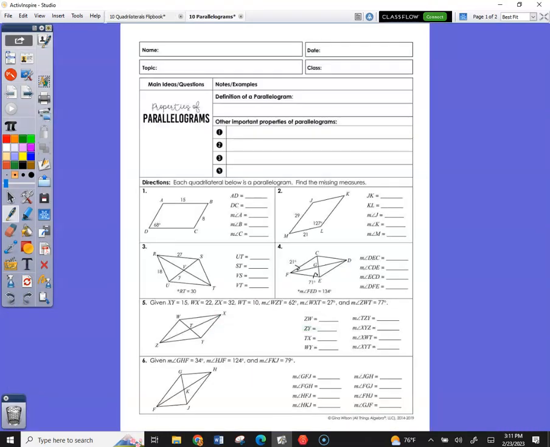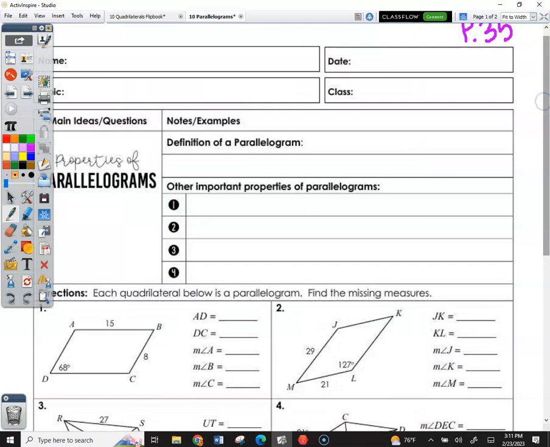All right, so this is page 35. The top of the paper has this right here, and then it has these blank lines. You don't have to fill this in. This is just if you want to copy the properties over from your flip book. But you don't have to, okay?